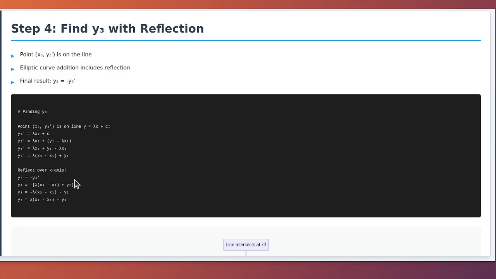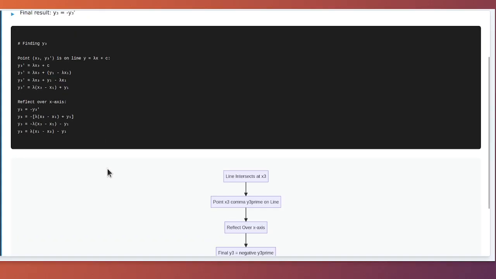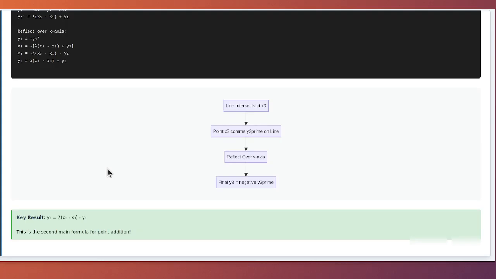Let's use the fact that y3 prime equals lambda x3 plus c, where c equals y1 minus lambda x1. So, y3 prime equals lambda x3 plus y1 minus lambda x1. Now we reflect. y3 equals negative y3 prime, which equals negative open parenthesis lambda x3 plus y1 minus lambda x1 close parenthesis. This simplifies to negative lambda x3 minus y1 plus lambda x1, which can be rewritten as lambda open parenthesis x1 minus x3 close parenthesis minus y1. That's our formula for y3.